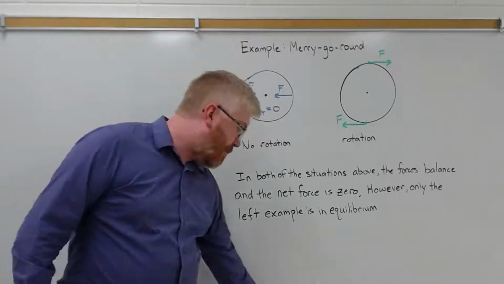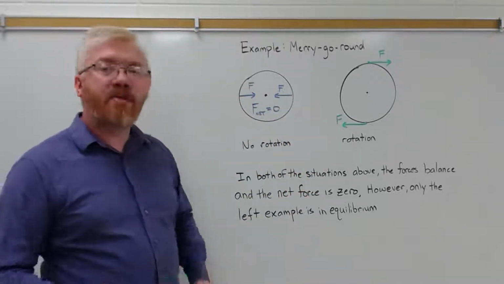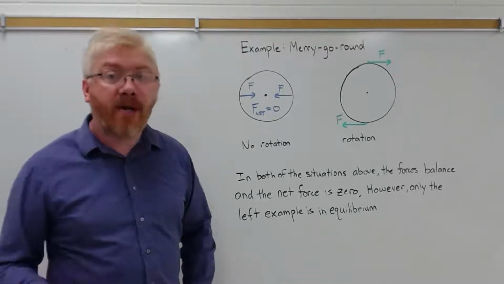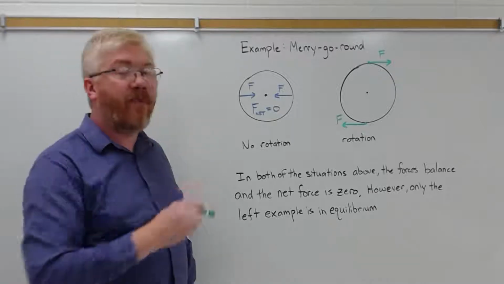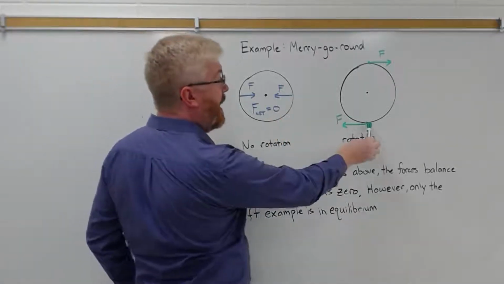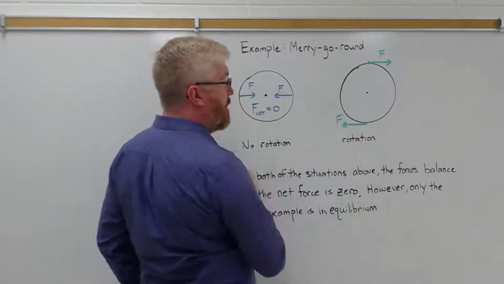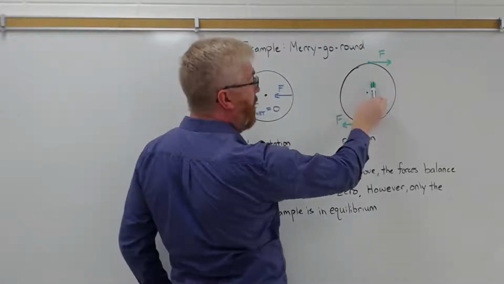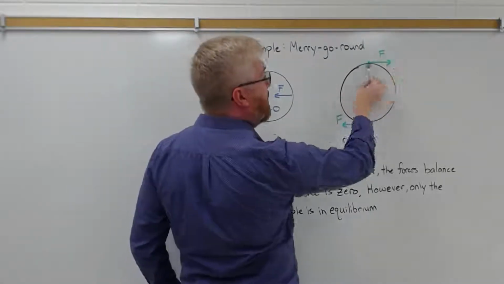But look on the right. I have the same 2 people pushing with the same 2 forces in the same 2 directions. I just apply the force at a different point. Here, this person pushing to the left is now on the edge of the merry-go-round pushing to the left. This person that was pushing to the right is now at the top of the merry-go-round, from our perspective here, pushing to the right.